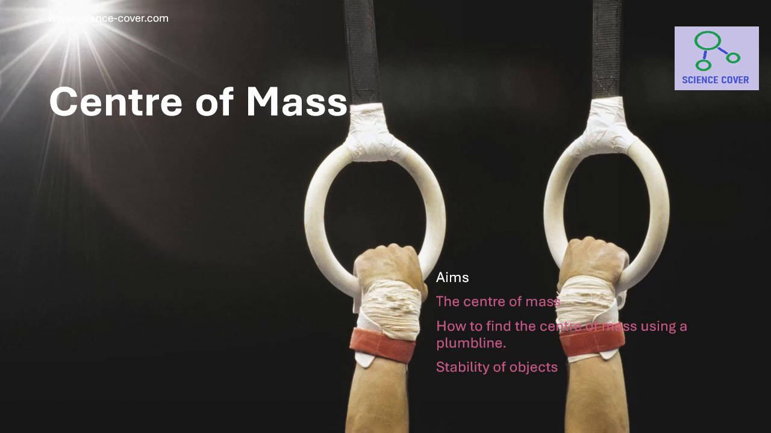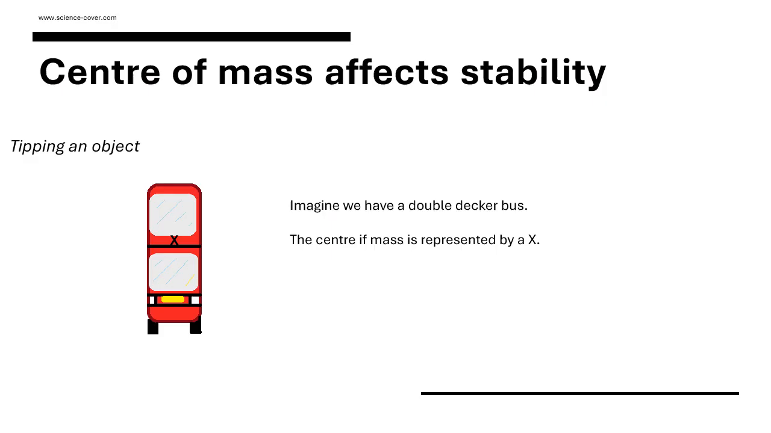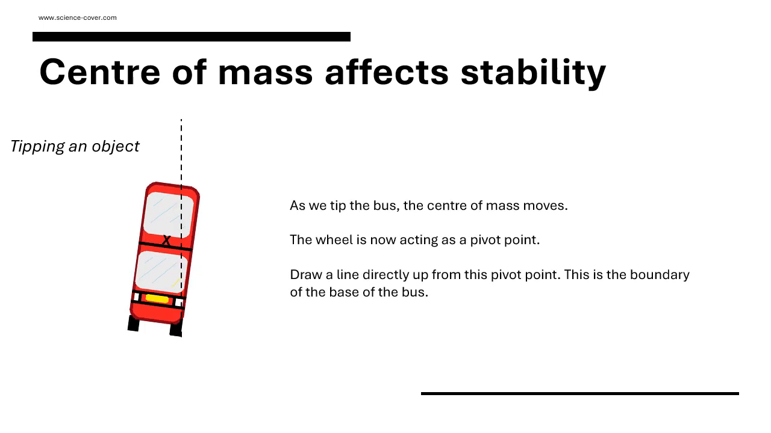Let's look at how centre of mass can affect an object's stability. Imagine we have a double-decker bus. The centre of mass is represented by the cross. As we tip the bus, the centre of mass moves. The wheel is now acting as a pivot point, and we can draw a line directly up from this pivot point. This is the boundary of the base of the bus.